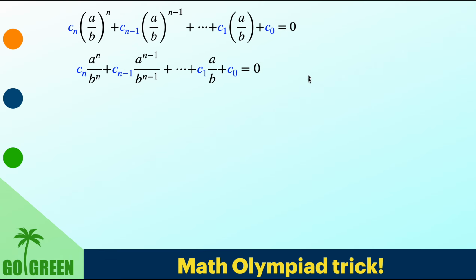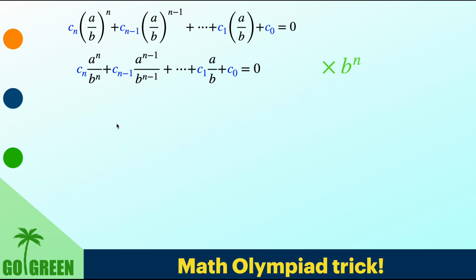Now from here, if we just remove the round brackets, what it becomes is this: cn a to the power n by b to the power n plus cn minus 1 a to the power n minus 1 by b to the power n minus 1 and so on, as it was, just removing this parenthesis. Fine. So now we multiply this equation, both the sides, right and left, by b to the power n.